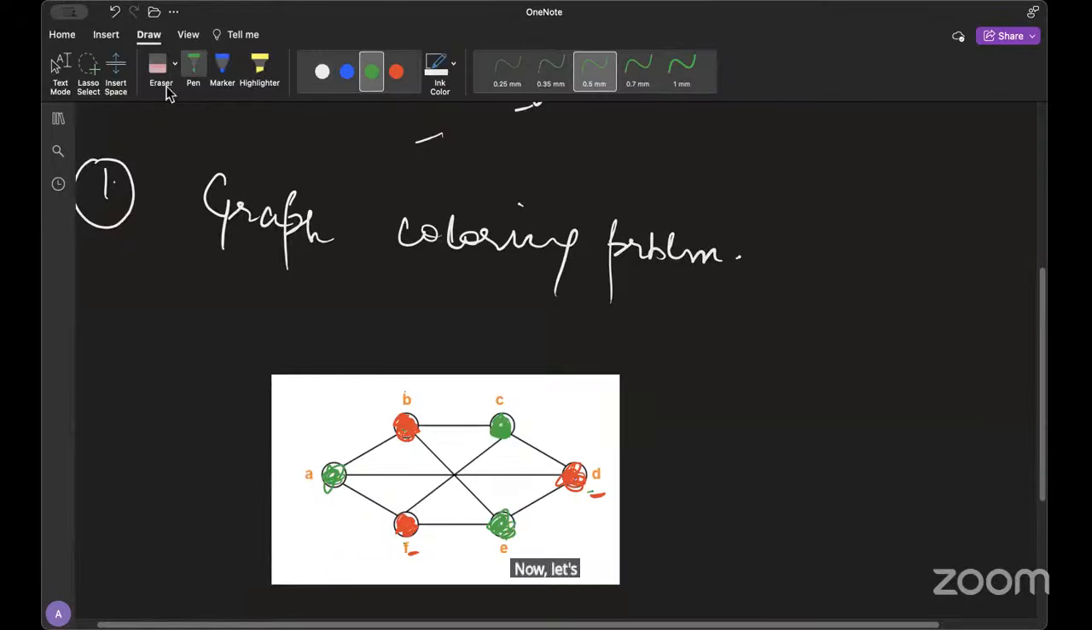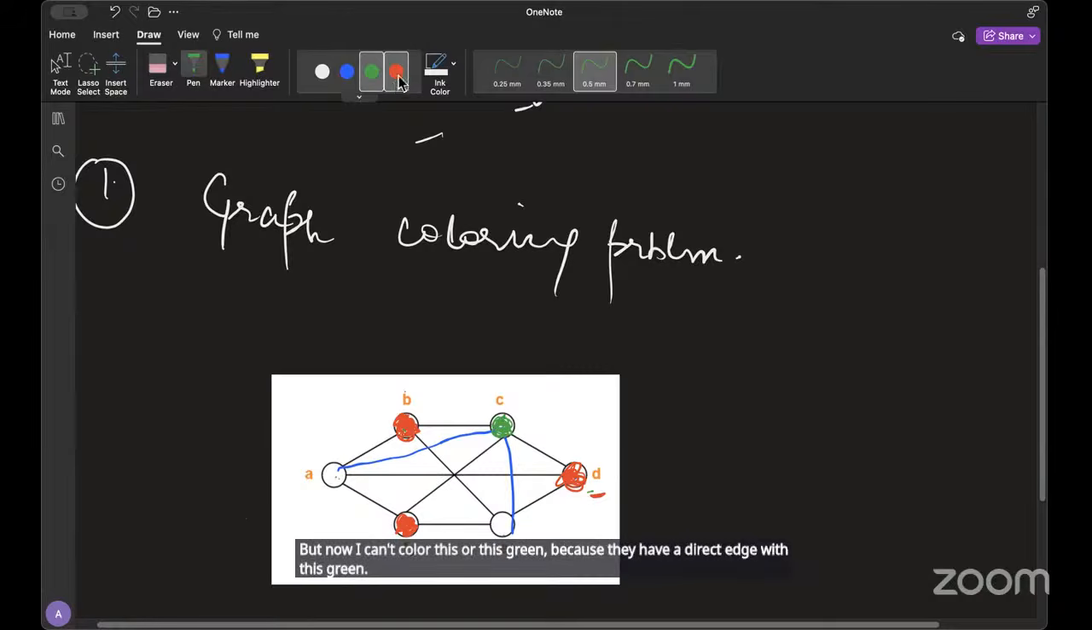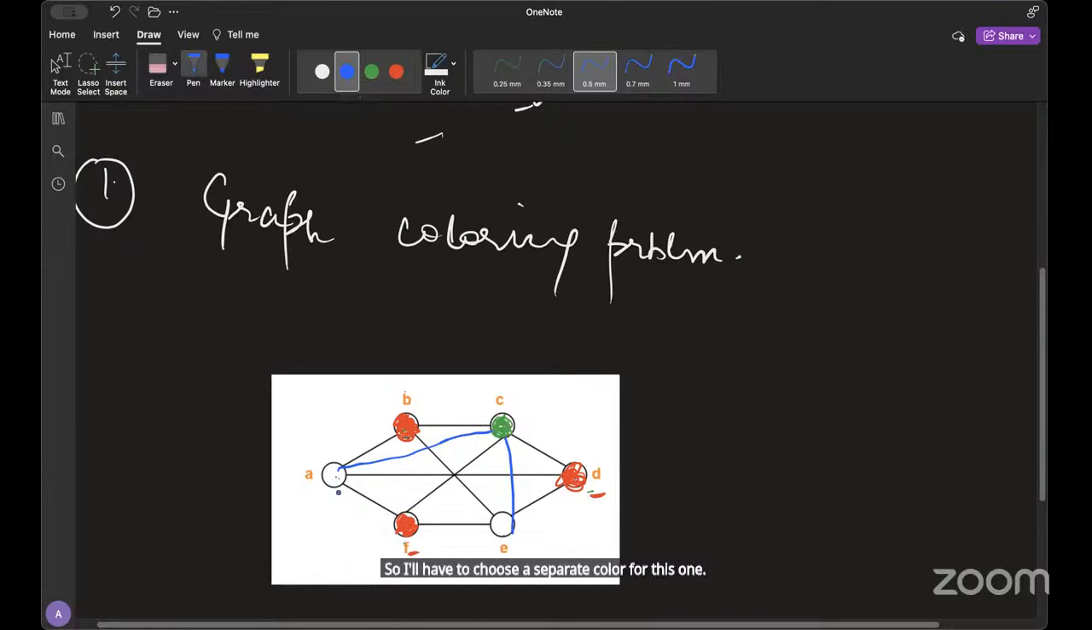Now let's say if instead you had this, if you had an edge here, if this was an edge and this was an edge too, then I'll color this green. But now I can't color this or this green because they have a direct edge with this green one. So I'll have to choose a separate color for this one. Let me just choose blue for this one. And then because this and this do not have an edge in common, you can color this blue. That's your graph coloring problem.